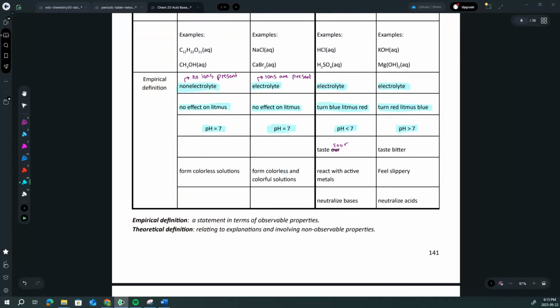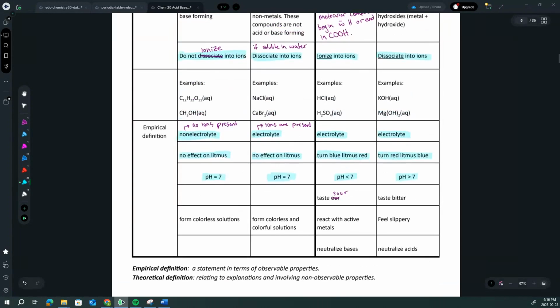Okay. Now, right at the bottom here, it just has the definitions of what an empirical definition is and what a theoretical definition is. So again, empirical definition is just a statement in terms of observable properties, whereas theoretical definition relates to explanations and involving non-observable properties.